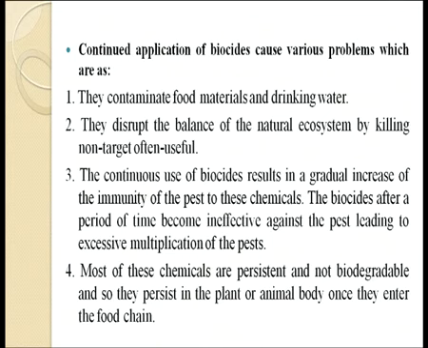They disturb the balance of the natural ecosystem by killing non-target, often useful, organisms. The continuous use of biocides results in a gradual increase of the immunity of the pest to these chemicals. The biocides after a period of time become ineffective against the pest, leading to excessive multiplication of the pest. Most of these chemicals are persistent, non-biodegradable, and so they persist in the plant or animal body once they enter the food chain. Their concentration in the organisms multiplies progressively through the food chain due to biological magnification.